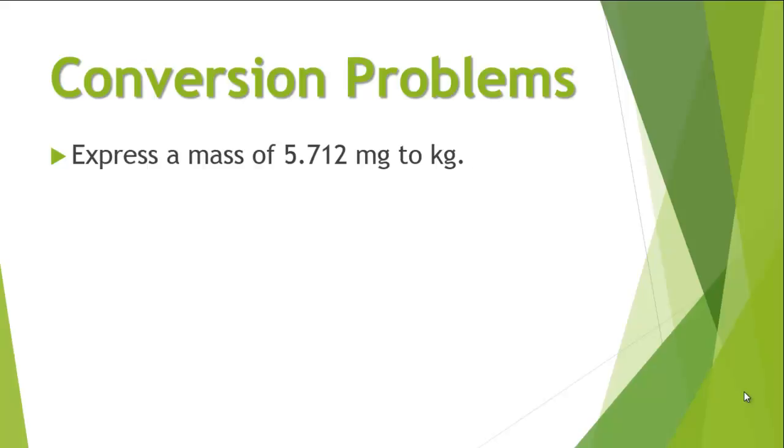Again with our metric conversions. In this example, we are going to look at a simple conversion, changing 5.712 milligrams into kilograms. To do metric conversions, the easiest thing to do is look at the prefixes. So here I have a prefix of m and a prefix of k. If there are no prefixes, then we assume we are at the base unit.